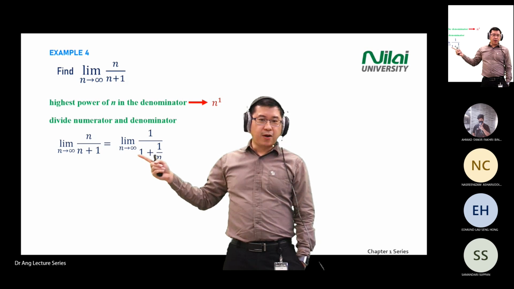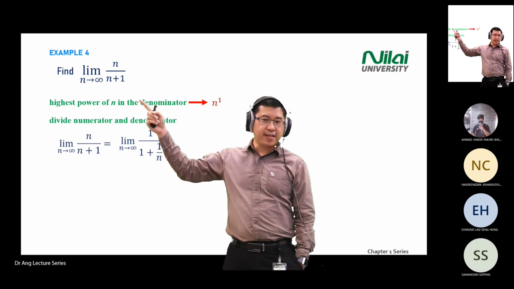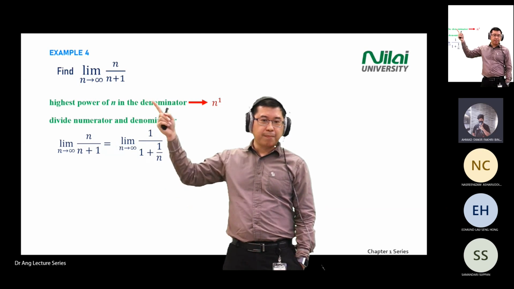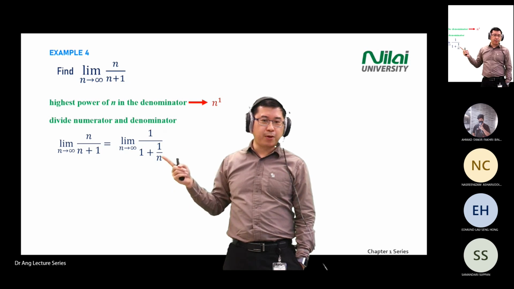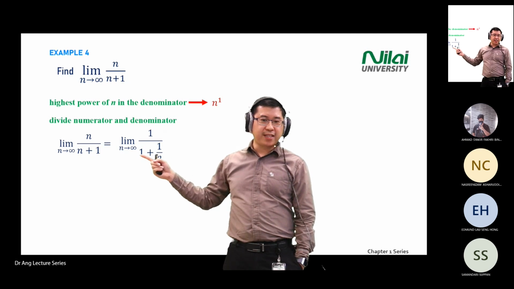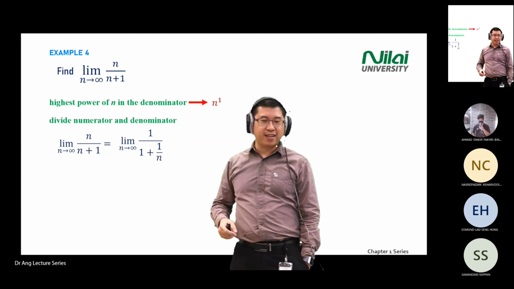Then all the entities below here, you also divide by n. So n plus 1, the first one is n, and n divided by n gives 1. Plus 1 divided by n, you get this one. It means the top and bottom, every entity that you see is also divided by n. The whole thing you divide by n.